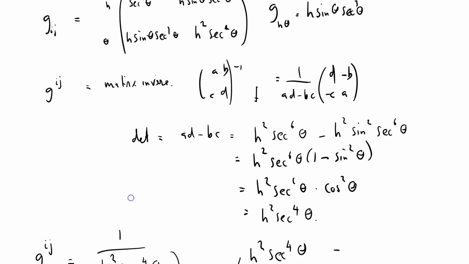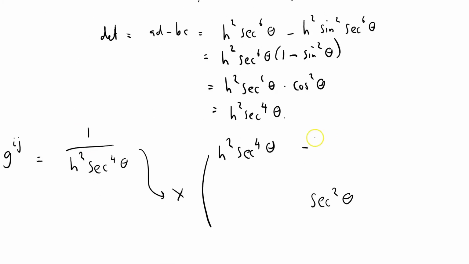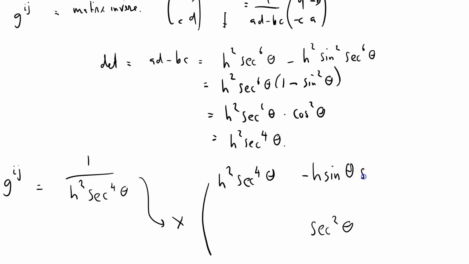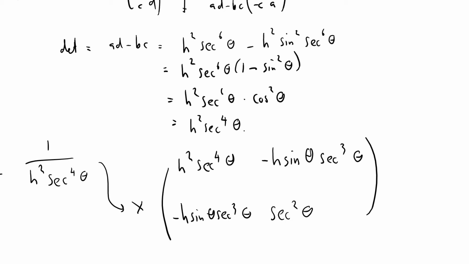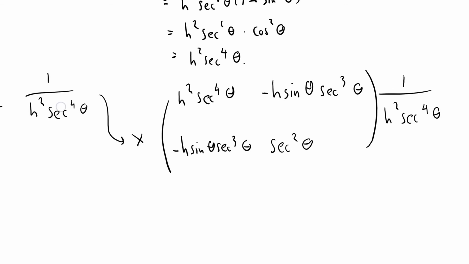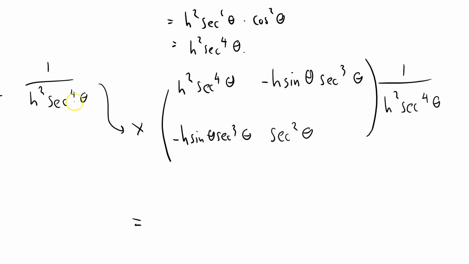So it's h squared sec cubed, minus h sine theta sec cubed theta, minus h sine theta sec cubed theta, and sec squared theta, multiplied by 1 over the determinant. So the determinant is that times 1 over h squared sec to the 4 theta. Oh, which I've got there, of course. Right, so let's have a look at that. I've written the determinant here as well. Let me just get rid of that. Okay, so that equals 1.